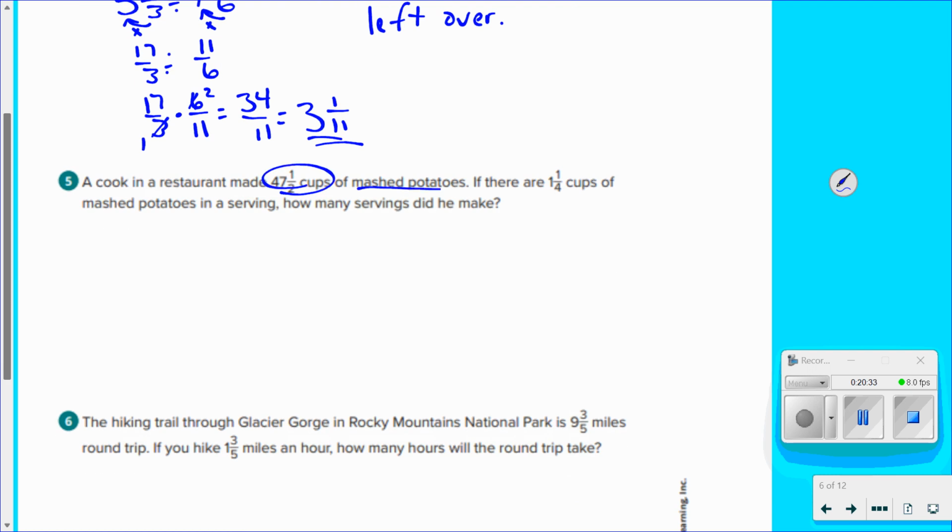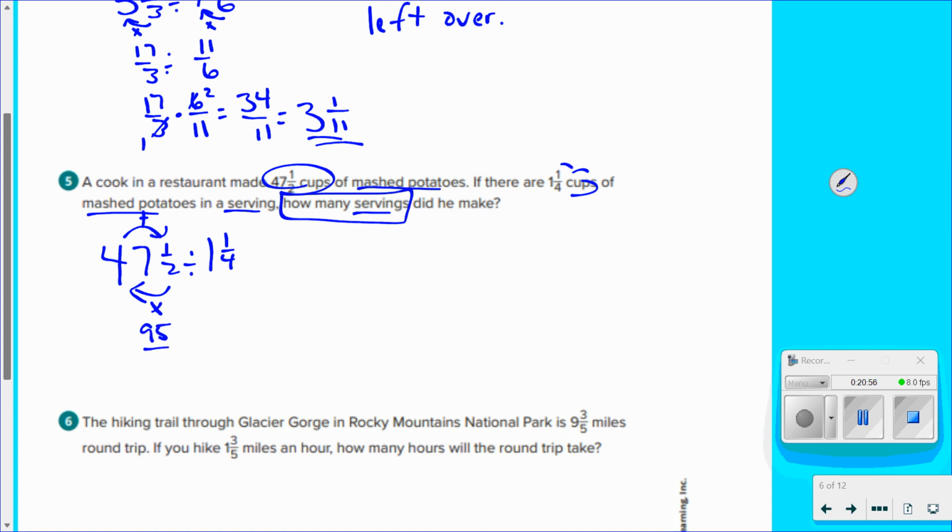If there are 1 1/4 cups of mashed potatoes in a serving, how many servings did he make? So, for the sake of time, 47.5 divided by 1 1/4, correct? Yes, 1 1/4. First, slam dunk. So, 2 times 47 is 94, plus 1 is 95. Divided by 5/4.